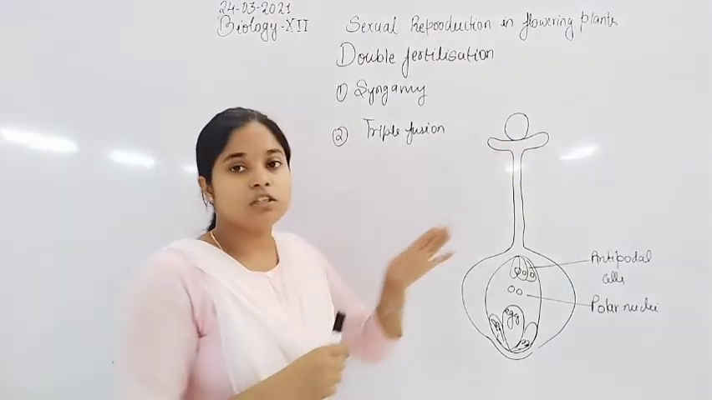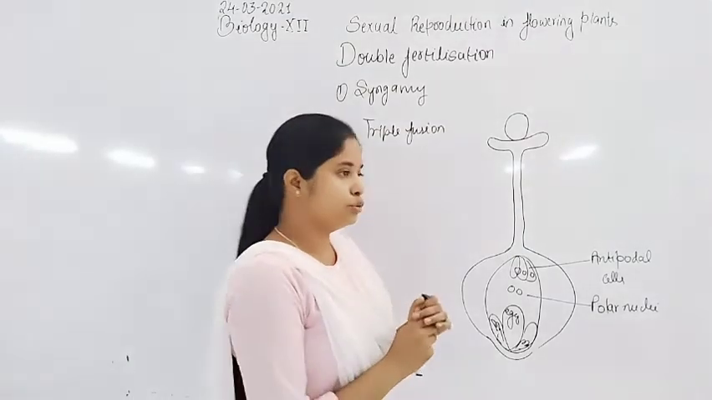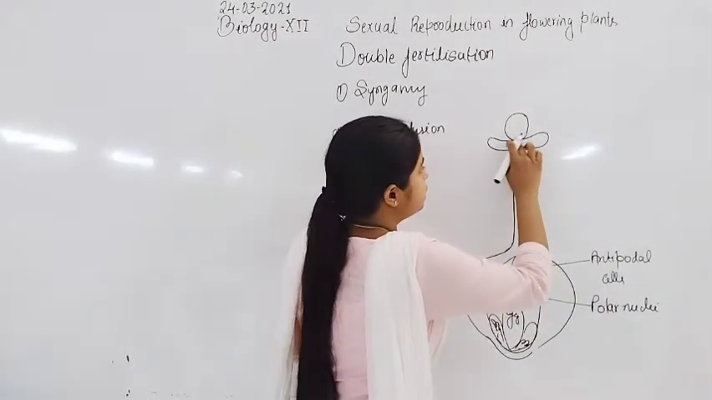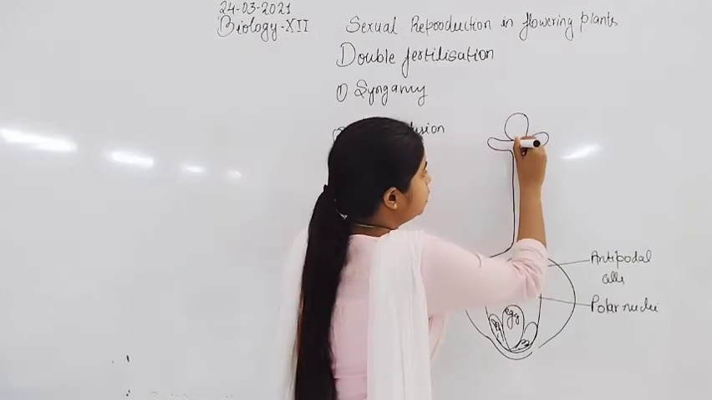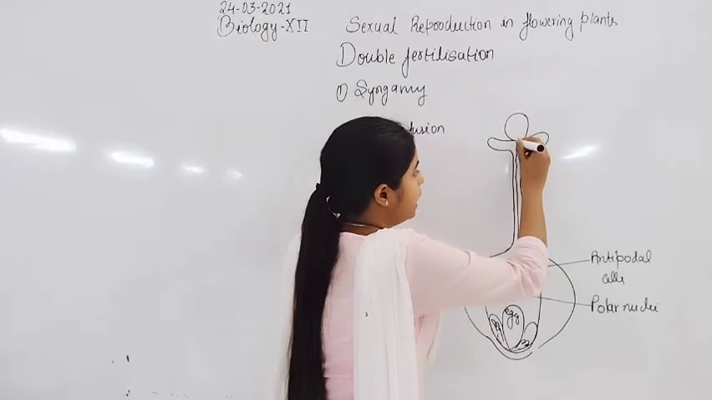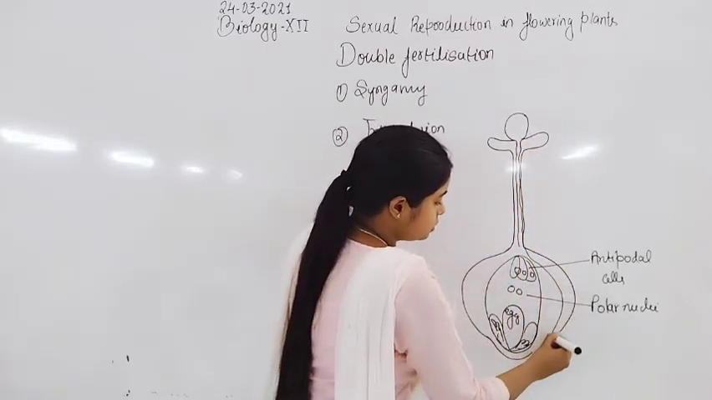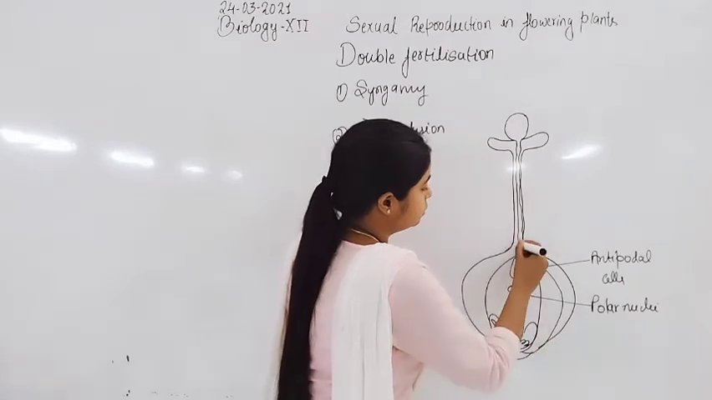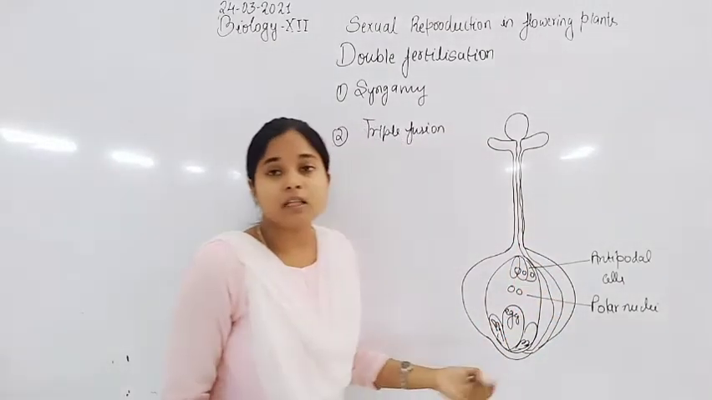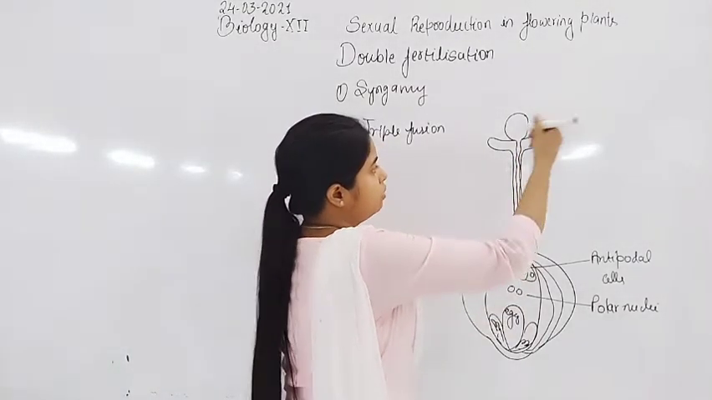the pollen grain reaches onto the stigma, finally the pollen tube originates or germinates from the germ pore, and with the help of the stigma and style, it finally reaches inside the embryo sac.